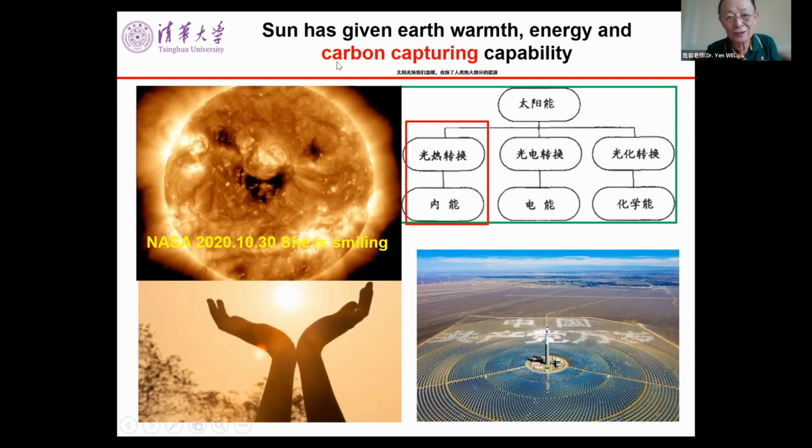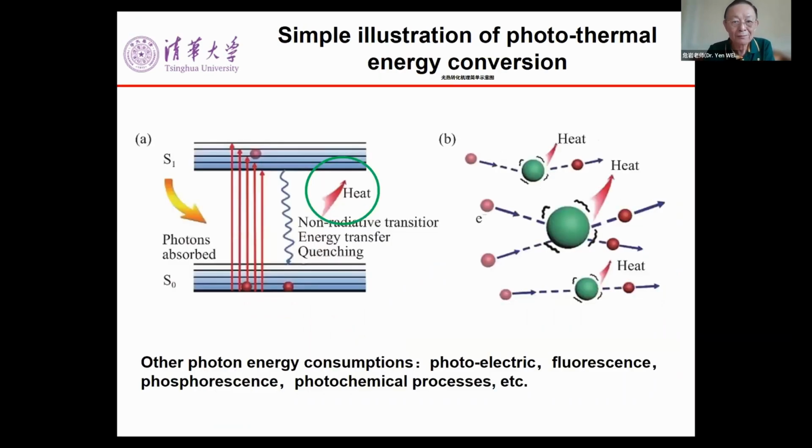Everybody knows photosynthesis, or photochemical conversion, giving chemical energy. We can also get electricity. With photothermal conversion, we get internal energy. So that's our topic: how to utilize the sun's or green photo energy to do whatever we would like to do. Photothermal energy conversion is basically freshman textbook stuff.